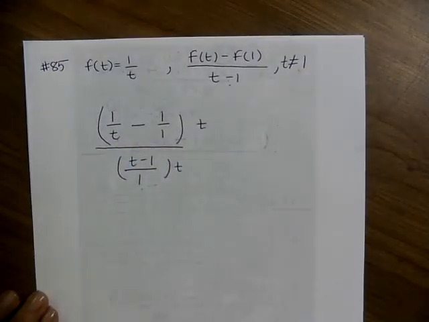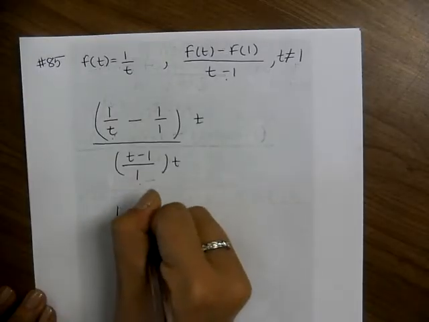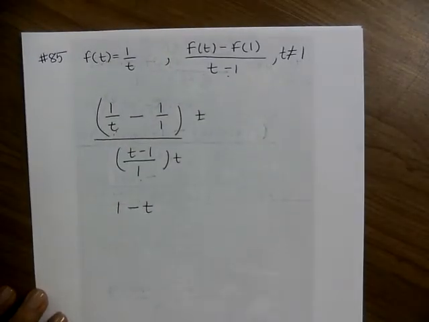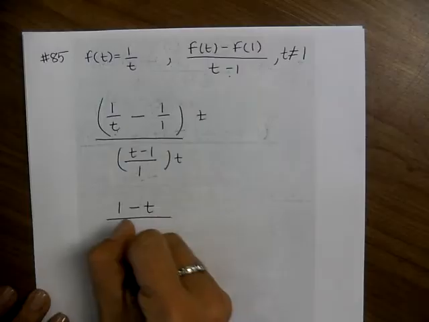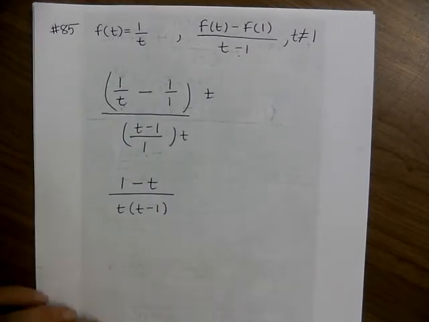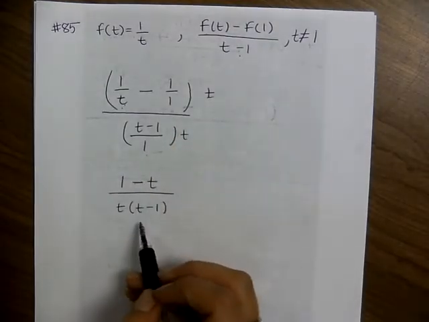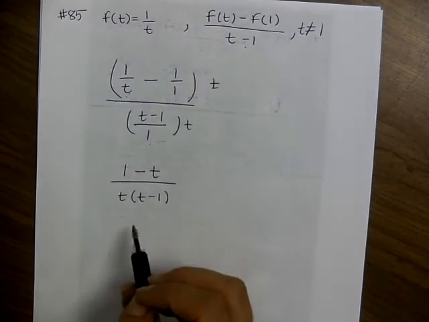Remember, you have to distribute to every term. So these t's are going to cancel. I'll be left with 1 minus t over t times t minus 1. Right? Nothing cancels in the denominator. You have to multiply t by what's left over, which is that t minus 1.